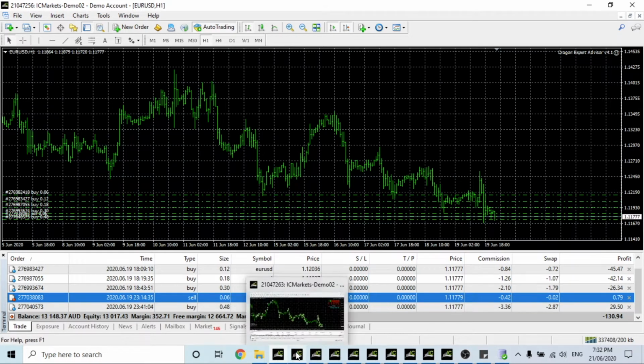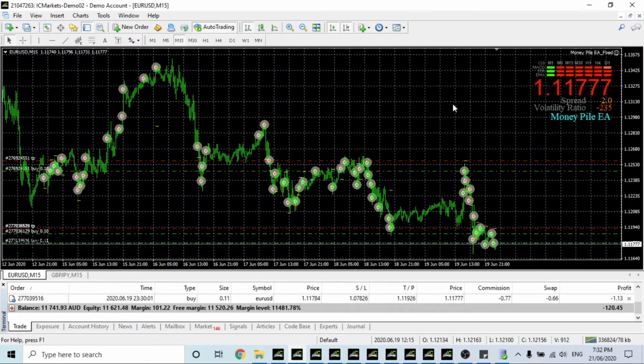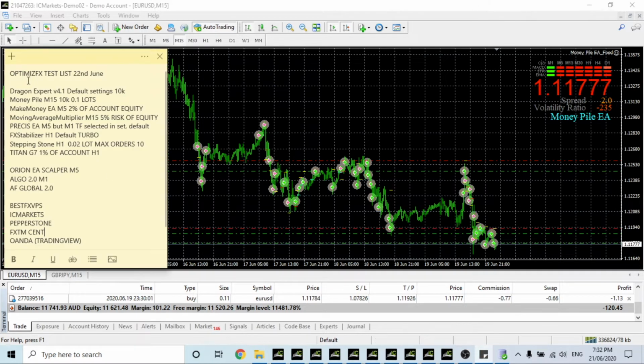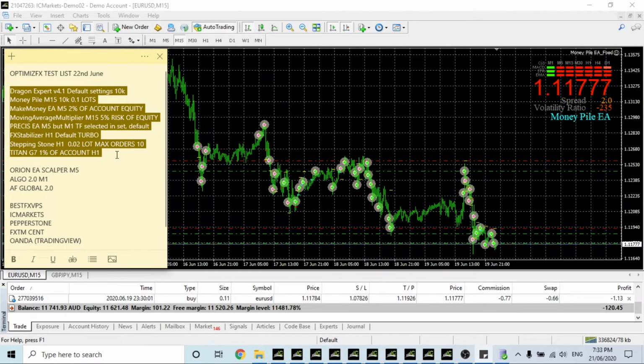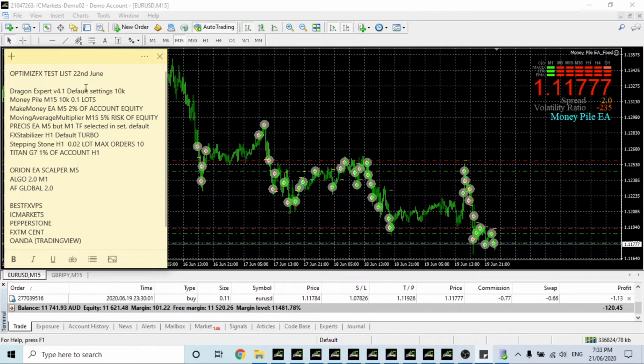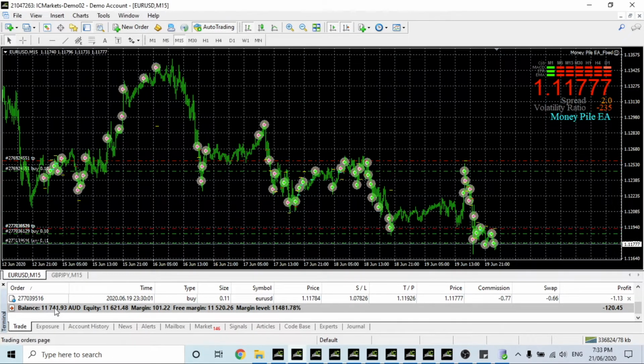We'll move on to the next one, which is the Moneypot. What I've written down here is a quick rundown of the settings and everything that I have these all going on, apart from a few, because a few have a lot of settings. So Moneypot, I'm running it on the M15 time frame. It started on 10K, and I'm doing 0.01 lots, but everything else is default. And it has made $1,741 in the week before.